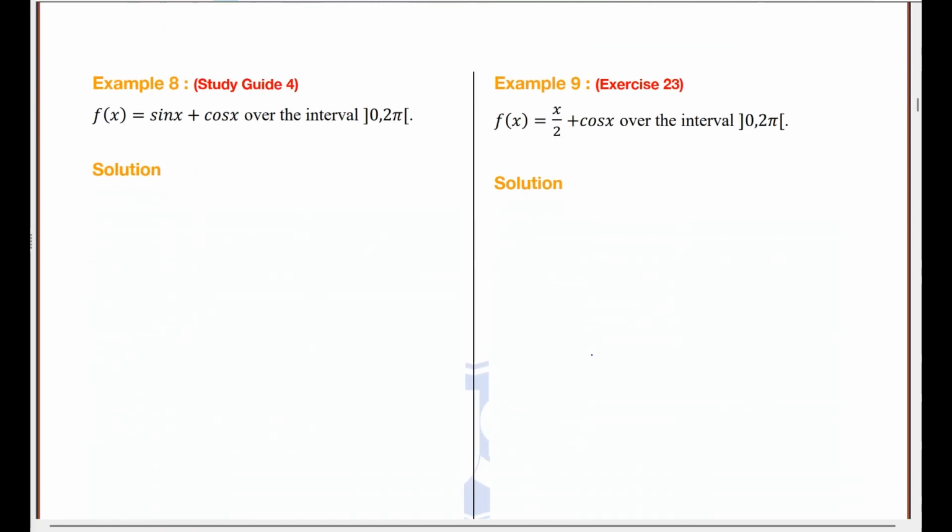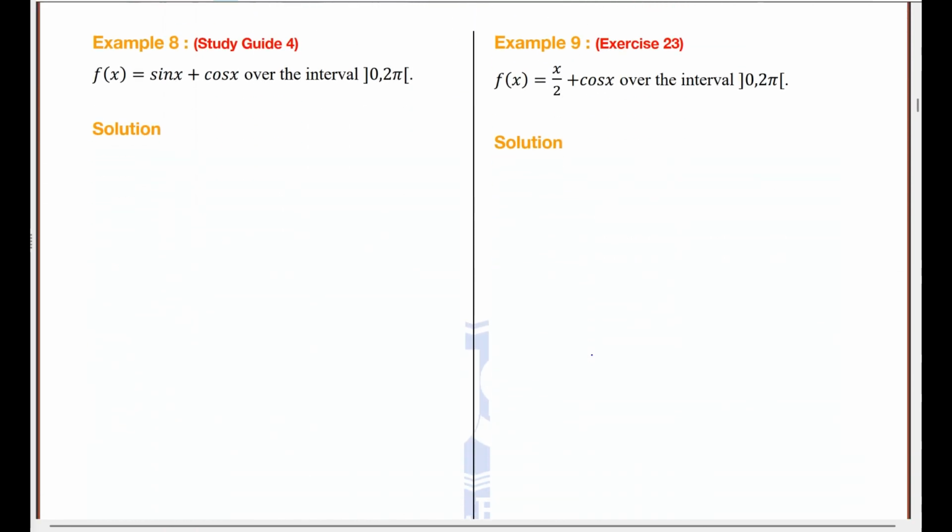Okay, let's start solving questions. First question, study guide 4. f of x is sine x plus cosine x over the interval 0 to 2 pi. So remember what the question was. The question was finding the critical values, increasing and decreasing intervals, and local extrema.